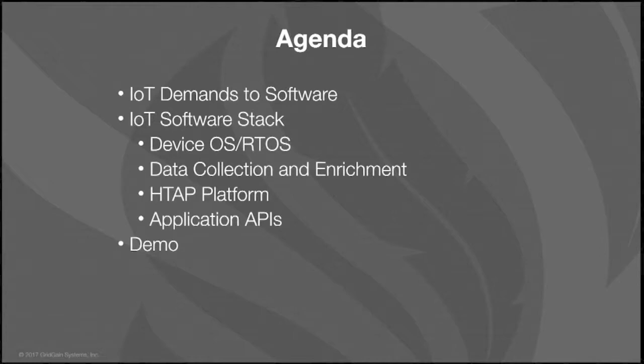Also, as you will see, there are different additional layers that are used in this architecture, such as data collection and enrichment layer. And for sure, we are going to use some data storage, some distributed storage, which I call hybrid transactional and analytical platform. And finally, when we come up with our HTAP platform, we want to be sure that that platform gives us enough APIs needed to build powerful applications on top of it.